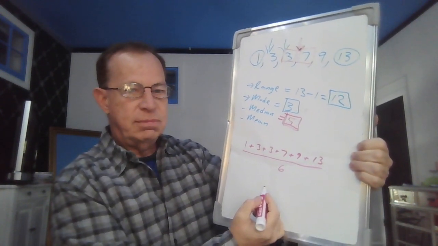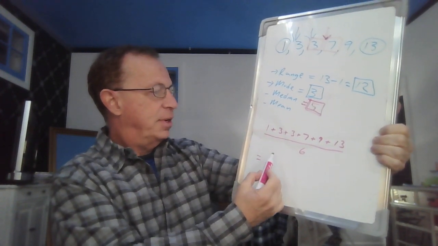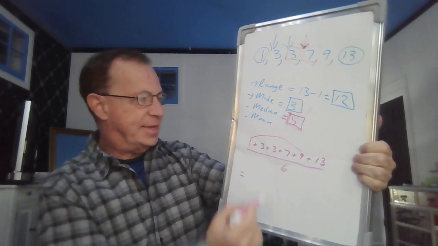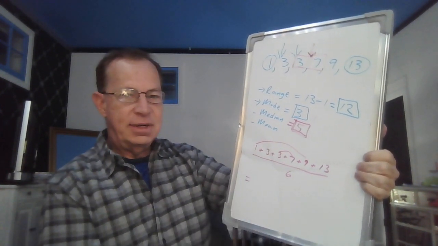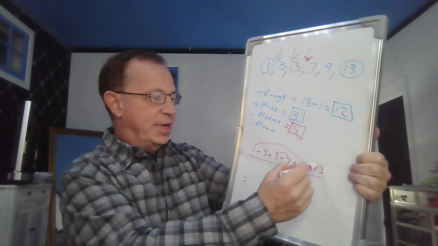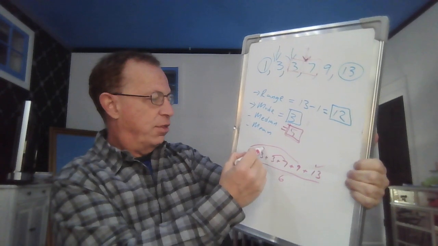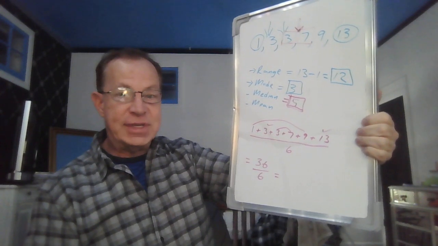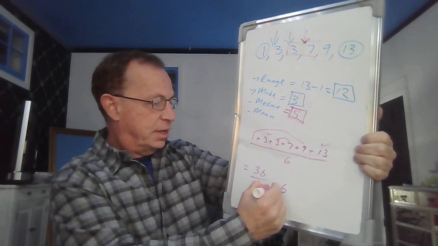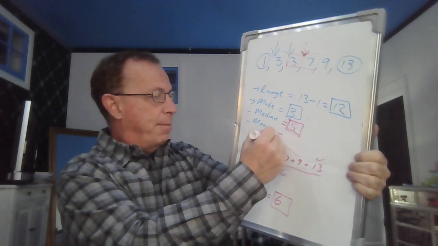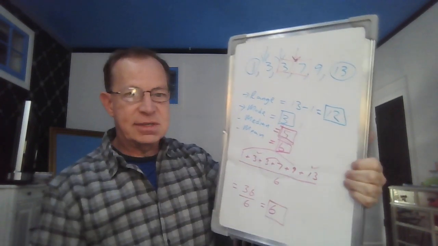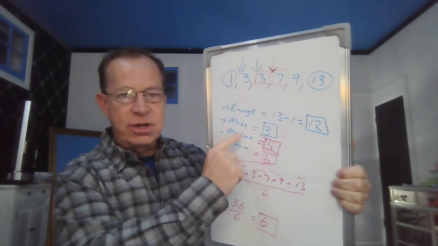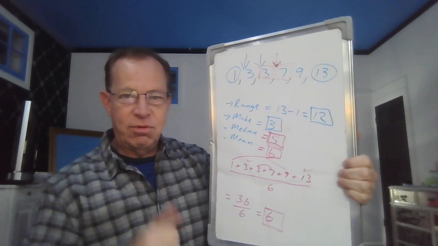So the first part we're going to add it up, and when I add, I kind of try to pair tens, like 1 plus 9 is 10, 3 plus 7 is 10, that's 20. And then 20 plus 13 is 33, and another 3 is 36, divided by 6. And then 36 divided by 6 is 6. And so the mean of this set is 6. And that's how you go through a problem just like this and come up with the range, the mode, the median, and the mean. All right, my friend, you take care.